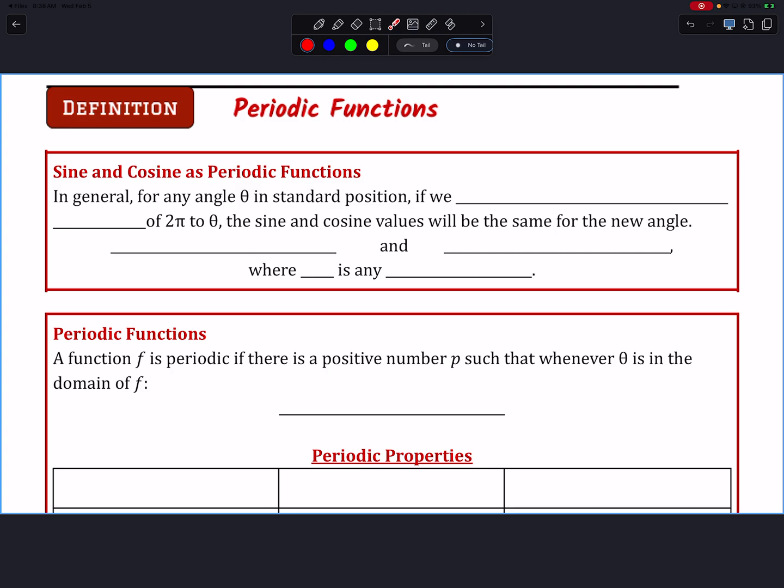This is a really important idea, because if you were here on Monday, I told you the next 3 sections after this are going to be graphing. So if you know something about period, this will make the graphing easier. Right now we're just going to talk about sine and cosine. In general, for any angle in standard position, if we add or subtract integer multiples of 2 pi to an angle theta, and I'm highlighting that integer is an important thing to know, the sine and cosine values will be the same for the new angle.